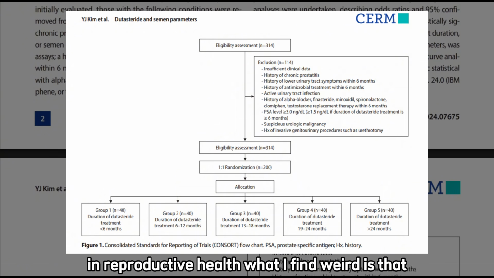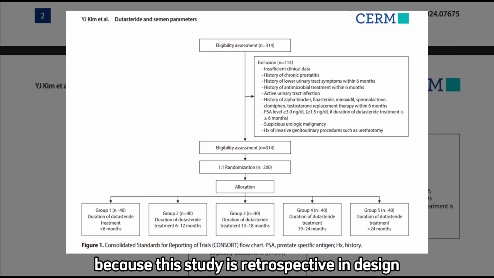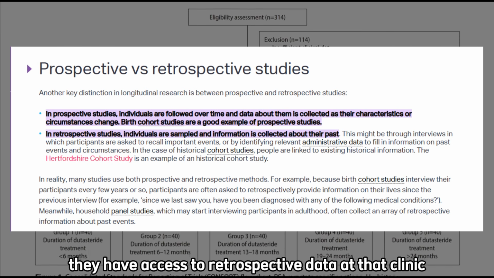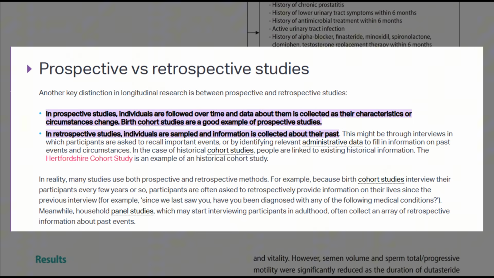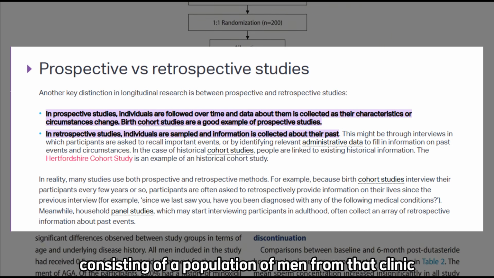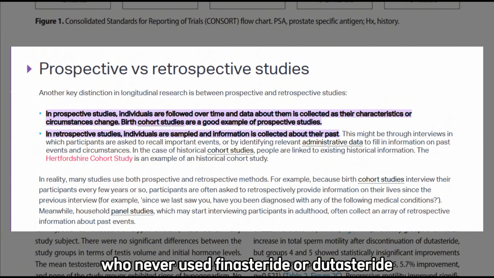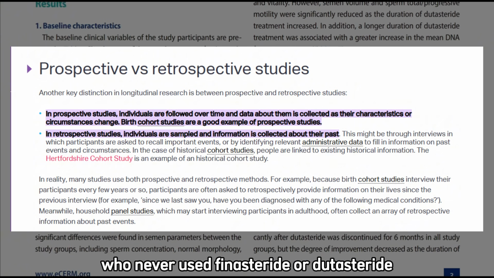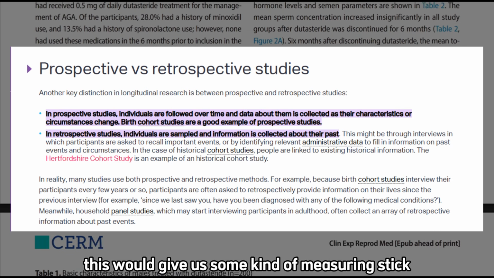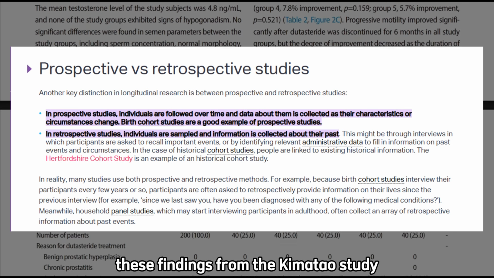This would provide a more complete picture of whether the dutasteride effects are minor anomalies or indicators of a potential decline in reproductive health. What I find weird is that because this study is retrospective in design, they have access to retrospective data at that clinic, meaning that the researchers could have easily made a sixth group consisting of a population of men from that clinic who never used finasteride or dutasteride. At least this would give us some kind of measuring stick on which we can base and contextualize these findings from the Kim et al.